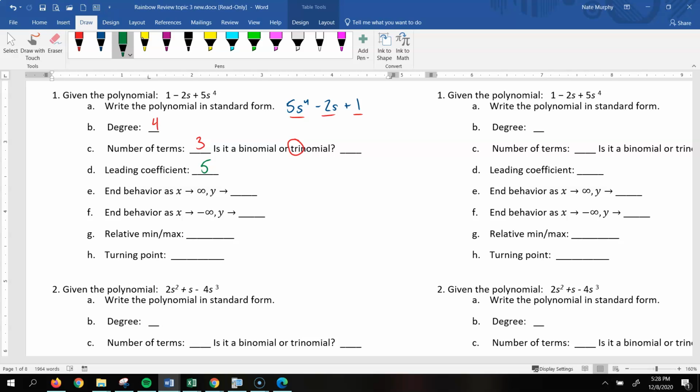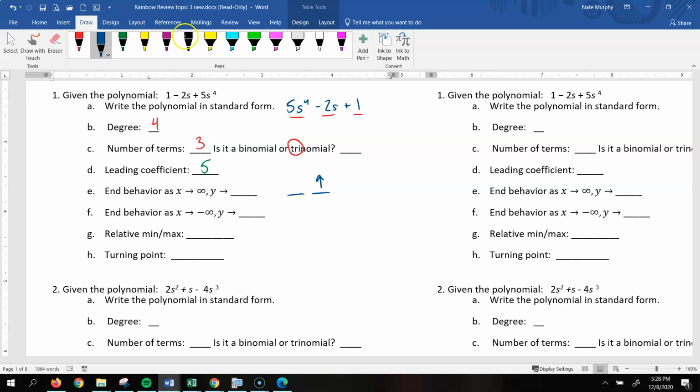Now the end behavior. This is where some of you guys had questions. Well, how do you describe the end behavior? Remember in the video, I talked about using arrows. We see that the leading coefficient is a positive 5. So we're going to have 2 sides of the graph, the left and the right side. The fact that it's a positive 5 means the right side is going to go up.